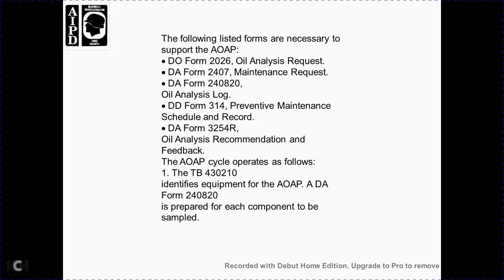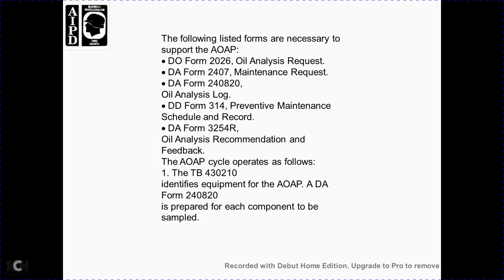The following list is necessary for the Army Oil Analysis Program: DD Form 2026, Oil Analysis Request; DA Form 2407, Maintenance Request; DA Form 5820 Oil Analysis Log; DA Form 314, Preventive Maintenance Schedule; DA Form 3254-R, Oil Analysis Recommendation Feedback; and Technical Bulletin 43-0210, which identifies equipment of the Army Oil Analysis Program.